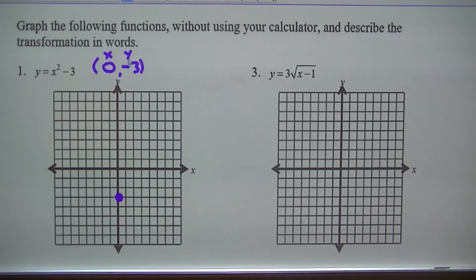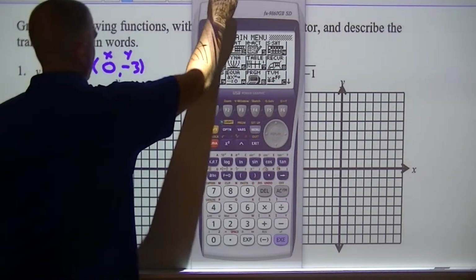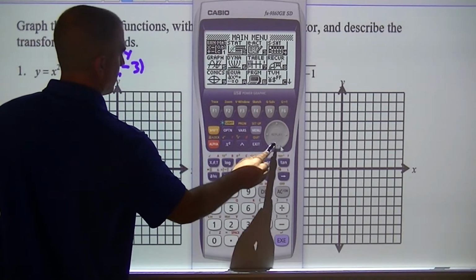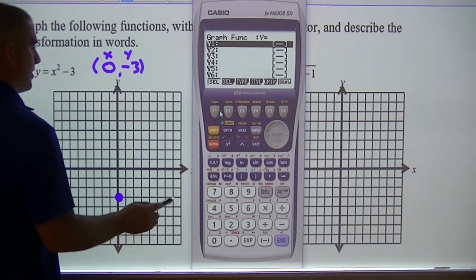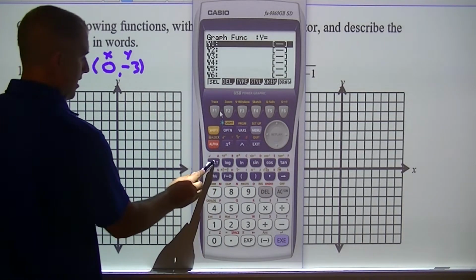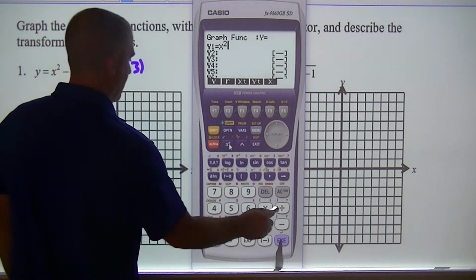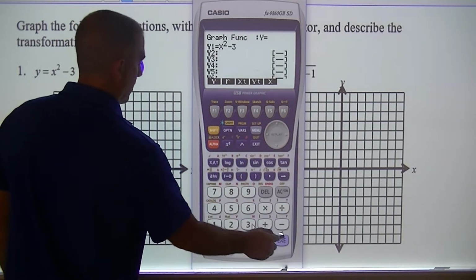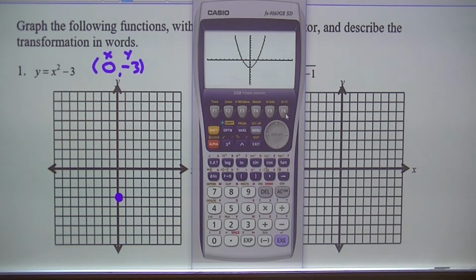Then what I'm going to do is go to my calculator and graph it. I'm going to graph x squared minus 3. Execute, draw. That gives me my idea of my picture.